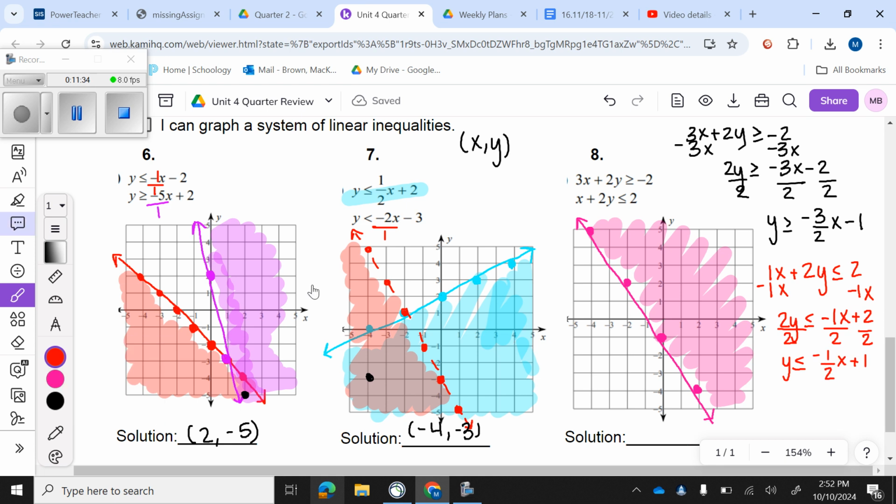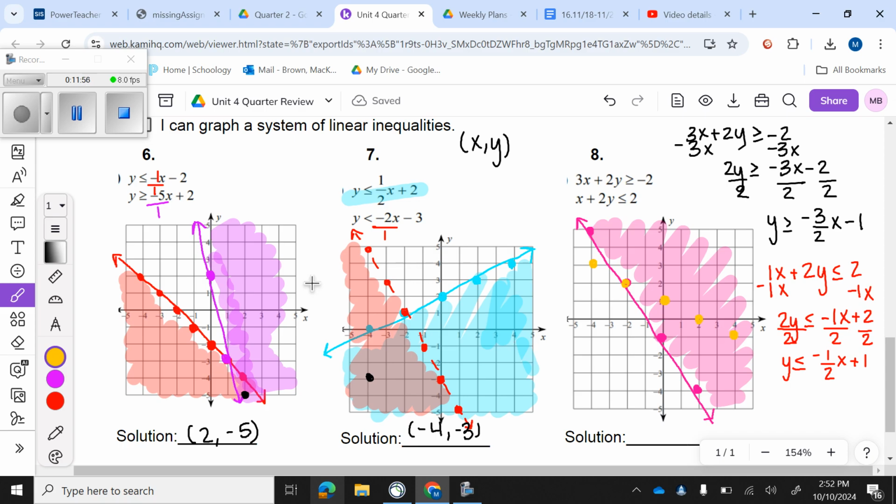Now I'm going to graph this line so I can find my feasible region. Let's go orange. All right, so my y-intercept is 1. Okay, and my slope is a negative 1 over 2. So I'm going to go down 1, right 2, because this line has to be decreasing, or up 1, left 2.